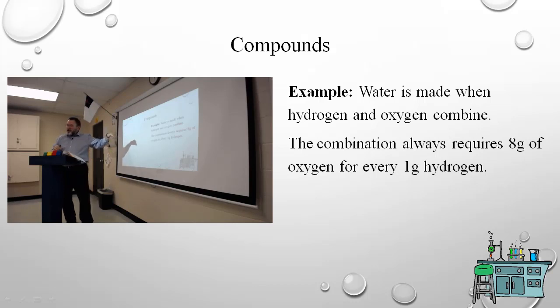In this analogy, every time I make water, it takes 8 grams of oxygen and 1 gram of hydrogen. If I have too much hydrogen, I make water and I have hydrogen left over. If I have too much oxygen, I make water and then I have some oxygen left over. So if we know that for every 8 grams of oxygen I have 1 gram of hydrogen, and I were to mix 8 grams of oxygen with 1 gram of hydrogen, how many grams of water would I make?